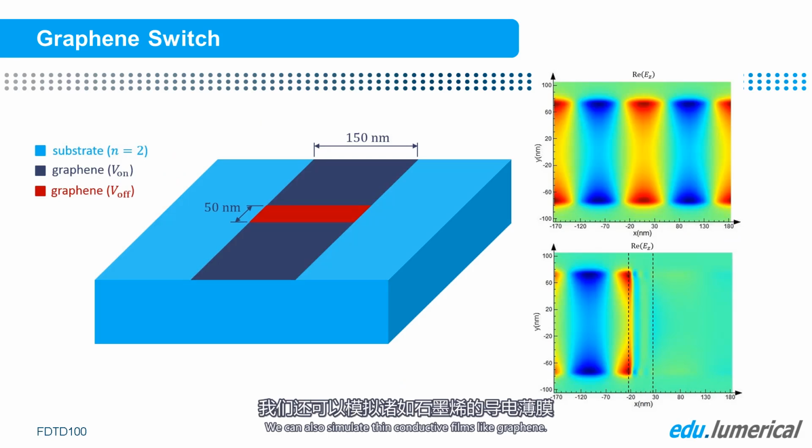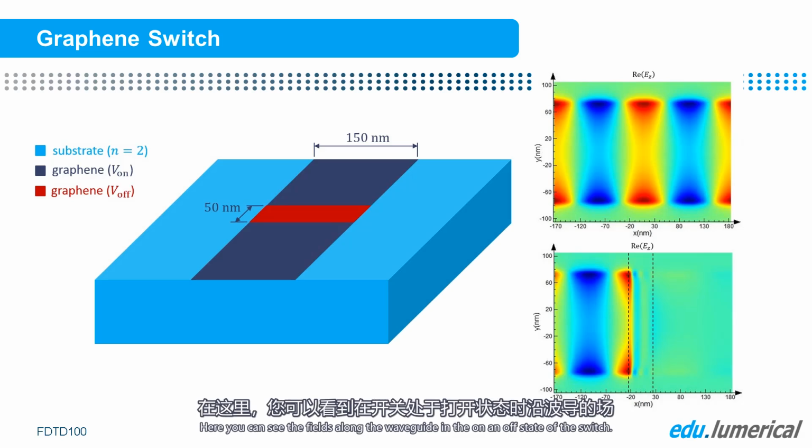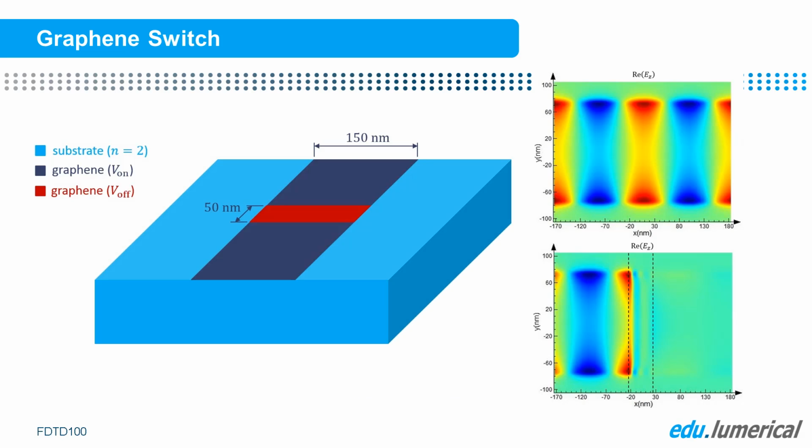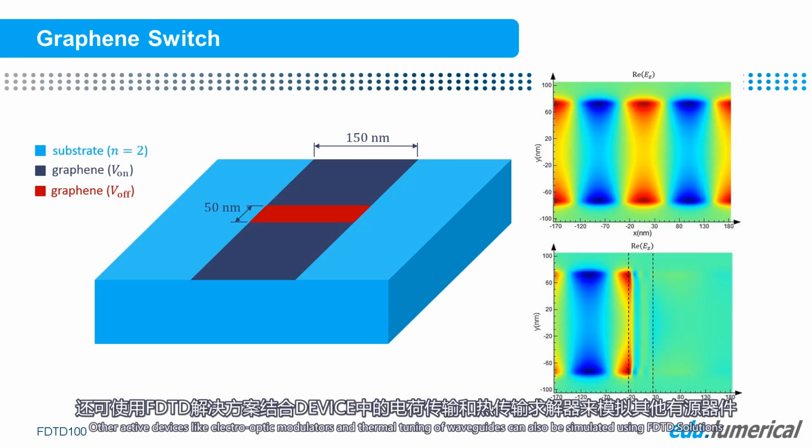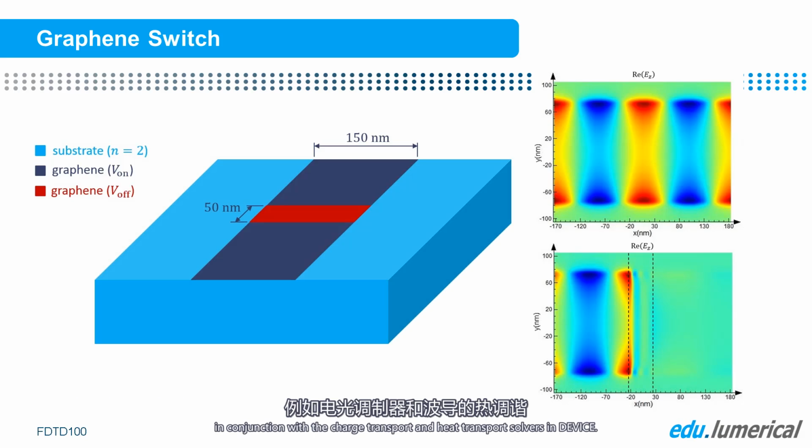We can also simulate thin conductive films like graphene. In this Graphene Switch example, a strip of graphene acts as a waveguide. A bias voltage can be applied along one portion of the waveguide, which sets the conductivity of the graphene to act as a switch. Here you can see the fields along the waveguide in the on and off state of the switch. Other active devices, like electro-optic modulators and thermal tuning of waveguides, can also be simulated using FDTD solutions in conjunction with the charge transport and heat transport solvers in device.